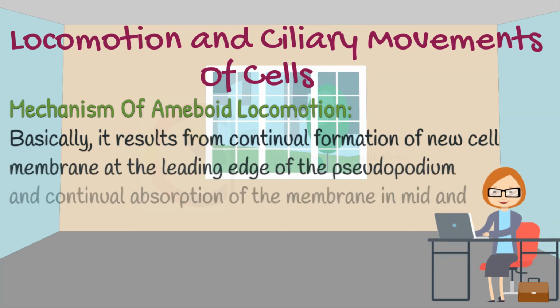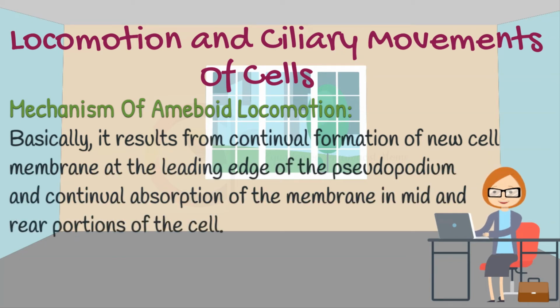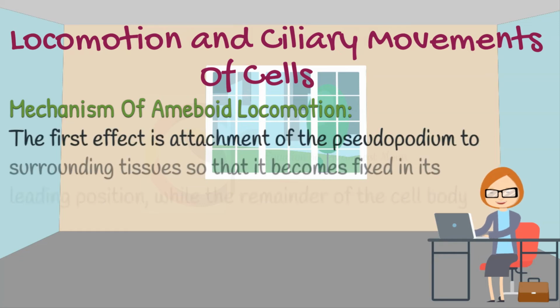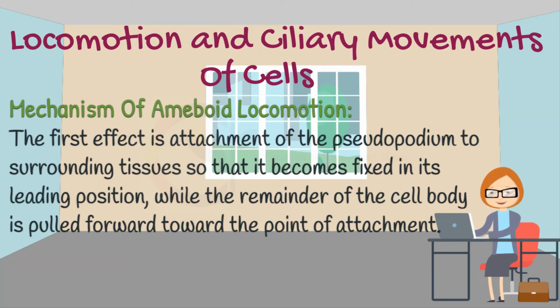Now, we will discuss what is the mechanism of amoeboid locomotion. Basically, it results from continual formation of new cell membrane at the leading edge of the pseudopodium, and continual absorption of the membrane in mid and rear portions of the cell. Also, 2 other effects are essential for forward movement of the cell. The first effect is attachment of the pseudopodium to surrounding tissues, so that it becomes fixed in its leading position, while the remainder of the cell body is pulled forward toward the point of attachment.